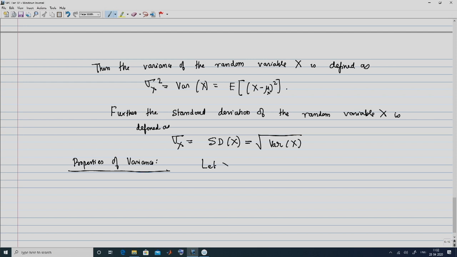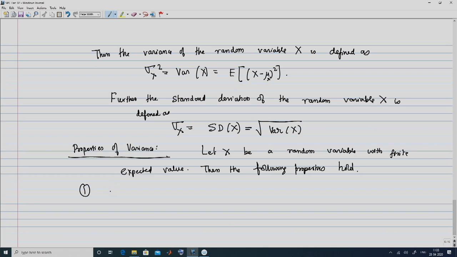So formally, let X be a random variable with finite expected value, then the following properties hold. So let me enumerate the properties one by one. Variance of X, and we'll look at this definition of variance of X. It can be shown that the expression on the right hand side here reduces to E of X square minus mu X square, which is E of X square minus E of X whole square.